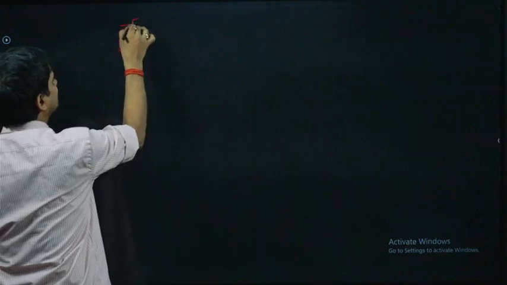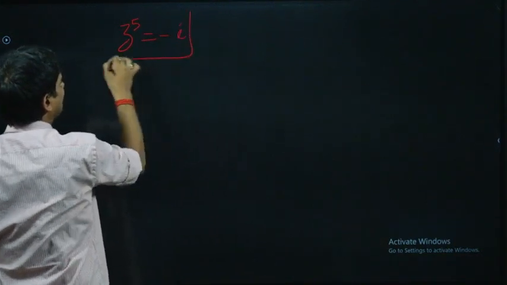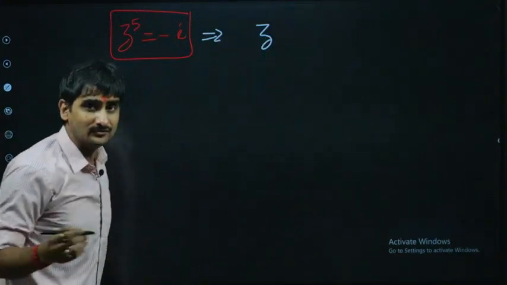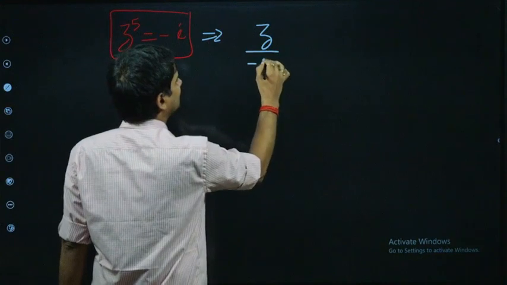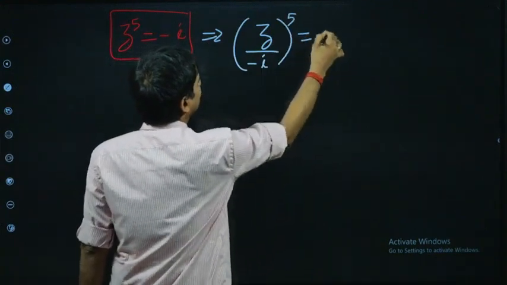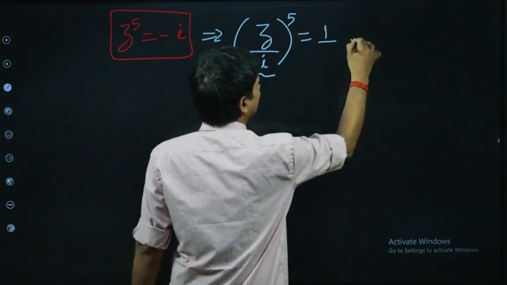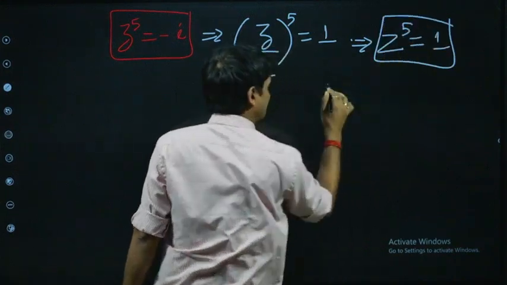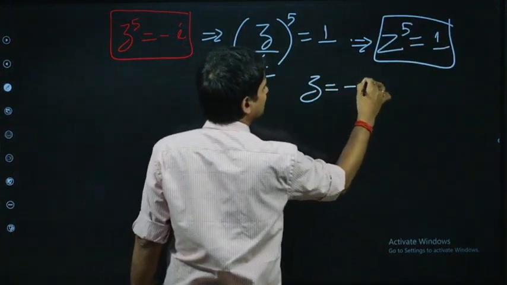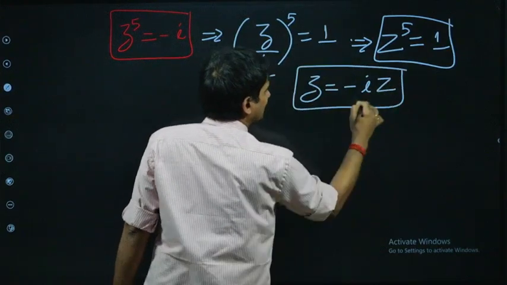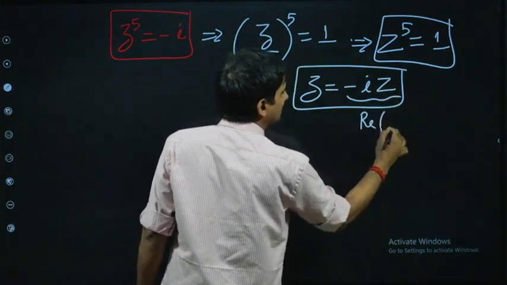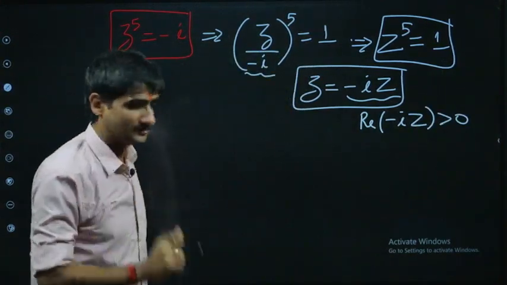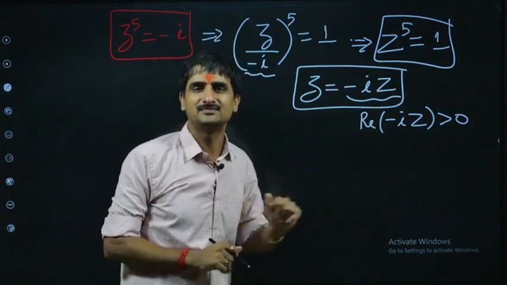So the other one is z raised to the power 5 is equal to minus iota. Now what? I will again convert it to the root of unity form. So I will write it as (z upon minus iota) whole raised to the power 5 is equal to 1. Now considering this as capital Z, capital Z raised to the power 5 is equal to 1. But remember here small z is minus iota times capital Z. And we need the real part of minus iota capital Z to be positive. Be very clear about it, because the real part of small z has to be positive.